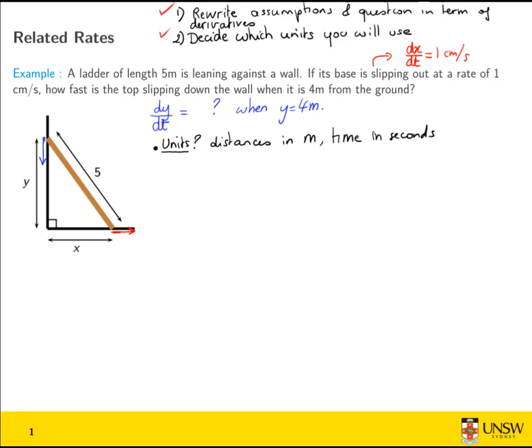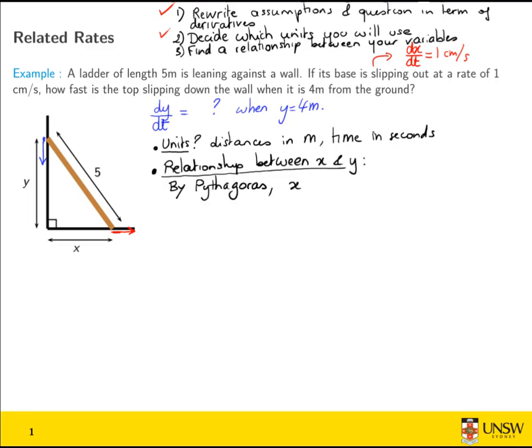The next thing will be to find a relationship between the two things that vary. So we have an x which varies and a y which varies. We need a relationship between x and y. Now we'll look at this triangle and that rings a bell. There's a right angle triangle. That's Pythagoras. Let's write it down. We get x squared plus y squared is equal to 25, where x, y, and the 5 are all expressed in meters.